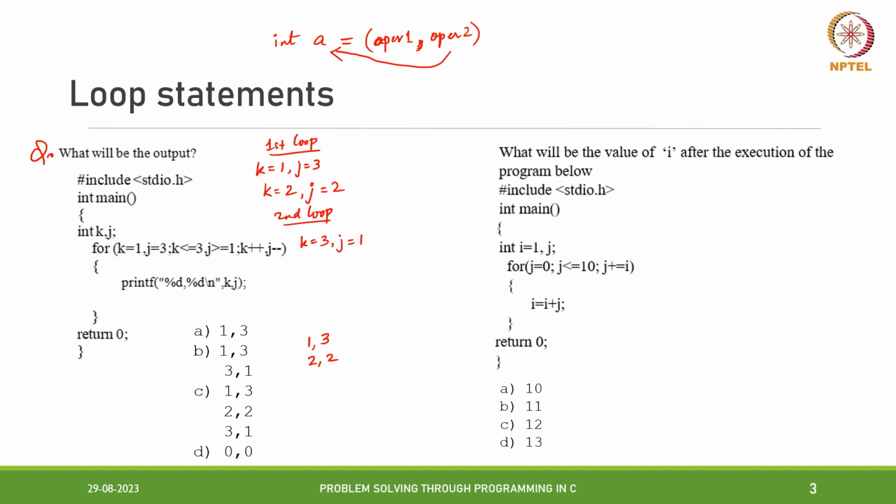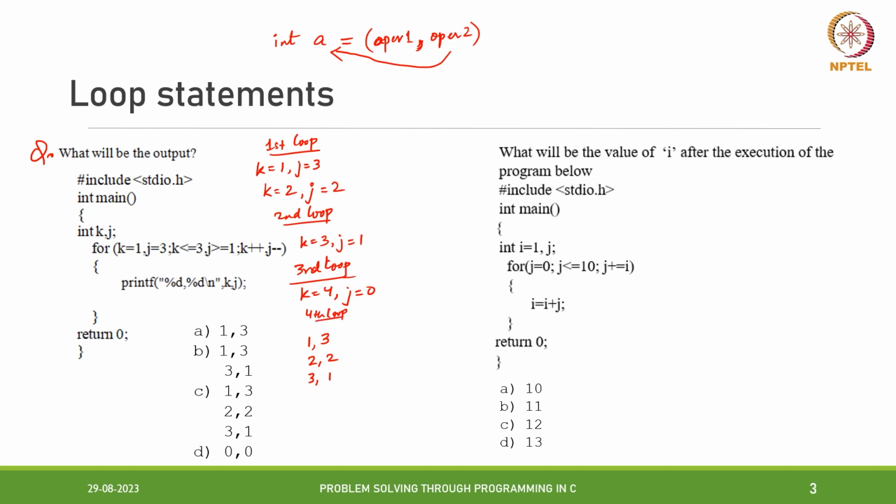Okay, now what happens in the third loop? You again check the conditions. k less than or equal to 3, which is true. j greater than or equal to 1, which is also true. So the third iteration also proceeds, and it will print 3 comma 1. Now k will become 4 and j will become 0. Right, now what happens to the fourth loop?